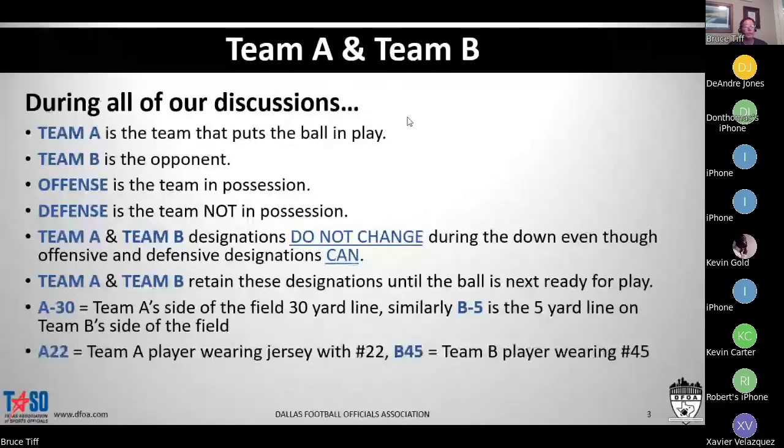Now, how does the rule book identify a player? So they'll say A22, and that's no dashes, you notice there, a Team A player wearing a jersey with number 22. Similarly, you have, for example, B45. That's a Team B player who's wearing 45 on his jersey. So these things are very straightforward, but you'll notice that when you're reading the rules, they talk in these kinds of terms. They identify spots on the field with this type of nomenclature, and they identify players as well. So very important to understand.